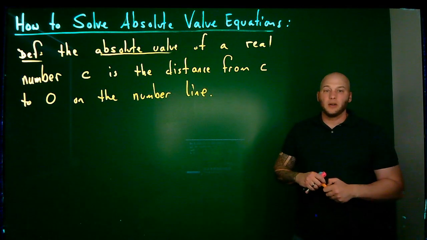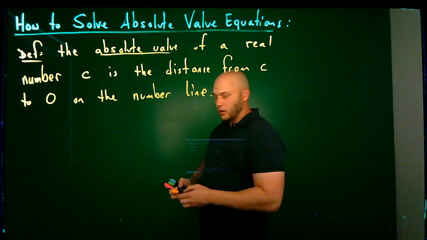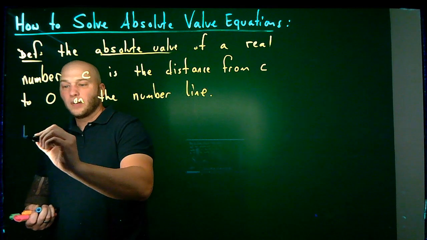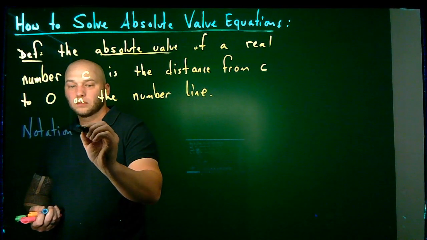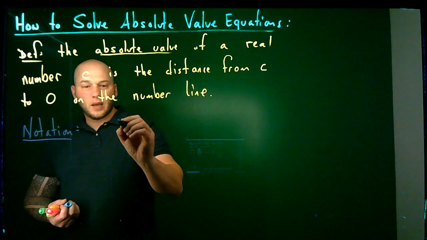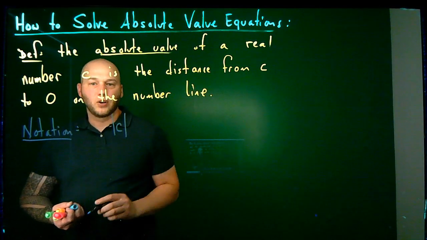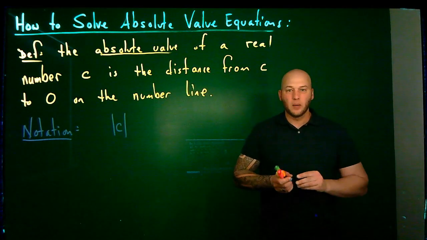In particular, it's never going to be negative. It could be 0 or it could be positive, but it's never going to be negative because distances are always non-negative. The notation is I take the number C and then just on either side of it I put two vertical lines, and we read that as the absolute value of the number C.